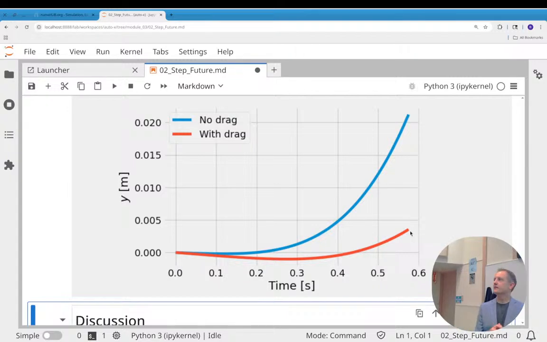There we go. So now we're better. Instead of 2 centimeters off, we are 3 to 5 millimeters off. It's pretty good. Still not correct, but.